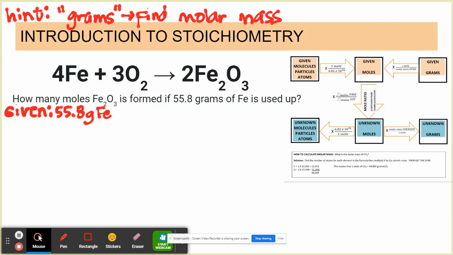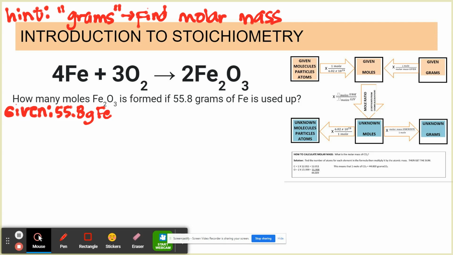Molar mass of who? Whatever formula follows the word grams. So in our case, it's grams of Fe or iron. Therefore, I need to find the molar mass of Fe or iron. And I know for a fact you can do this. Since for Fe, there's only one atom of Fe, look at the periodic table, times the atomic mass, which is 55.84. You get 55.84.